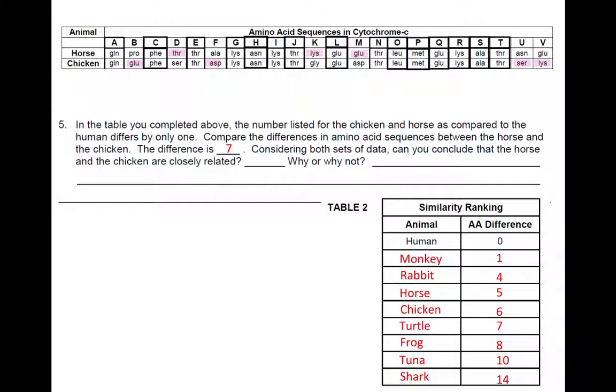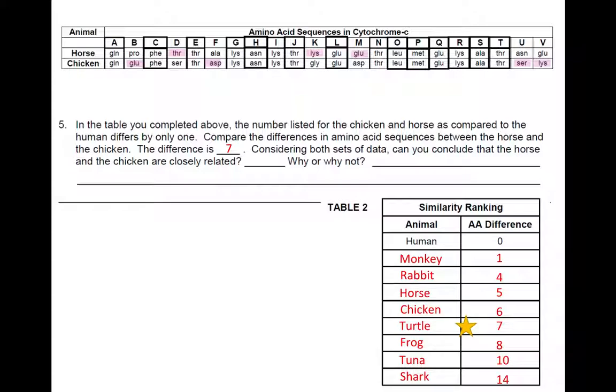And if you look at Table 2, it looks like the horse and the chicken are really closely related to each other because the horse had 5 differences from human cytochrome C, and the chicken had 6 differences from human cytochrome C. But we're not asking anymore about how they compare to humans. We're asking about how they compare to each other. And that's very similar to having a human be compared to a turtle. So we have 7 differences in amino acid sequence between us and turtles. And in the same way, horses have 7 amino acid differences between them and chickens.